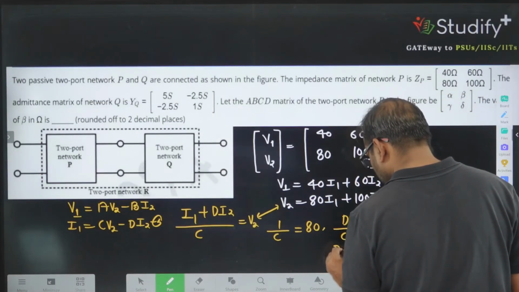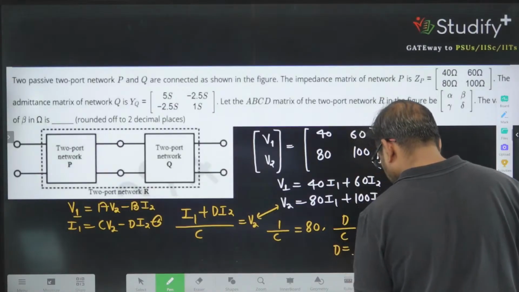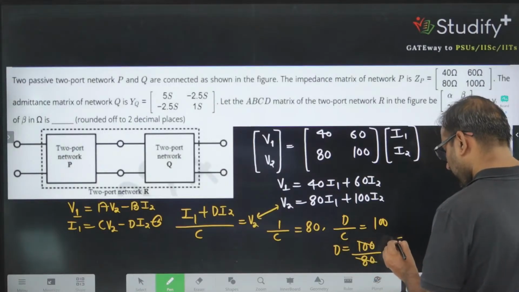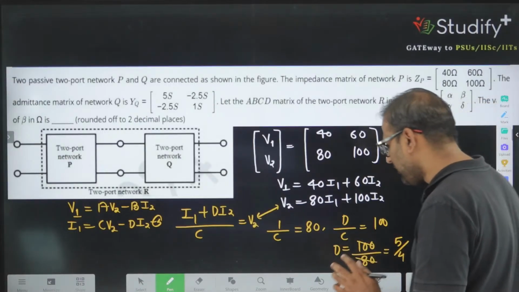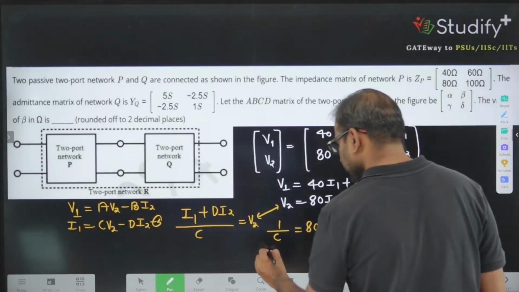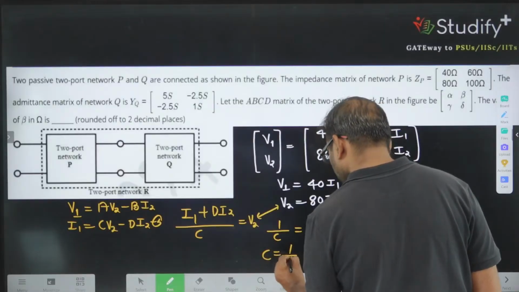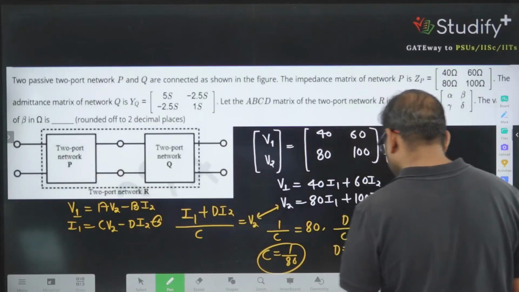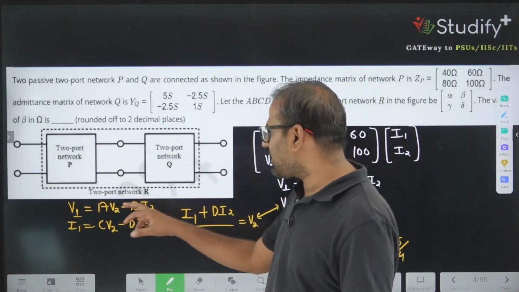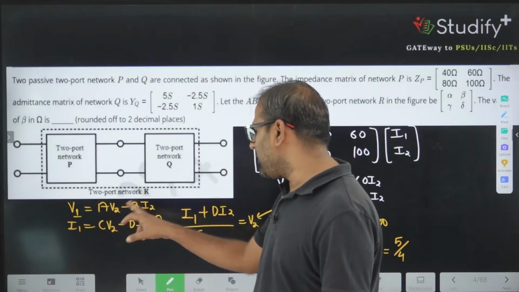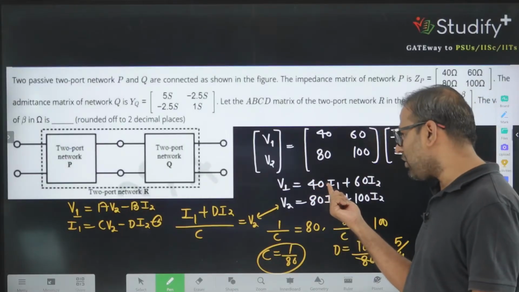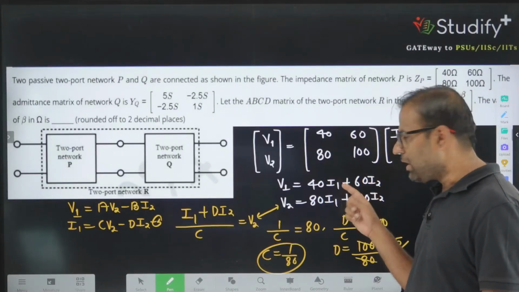So this is 100 divided by 80. This value is what? 5 by 4, 1.25. So the value of C is known. C is 1 by 80. The value of D is known. Now for the first equation we want V1 as a function of V2 and I2, but here V1 is given as a function of I1 and I2. So I have to replace this I1. So how can I replace this I1?